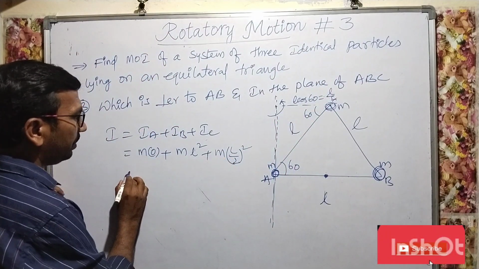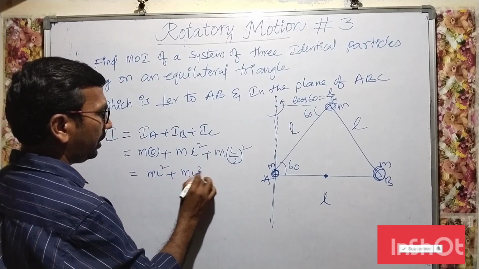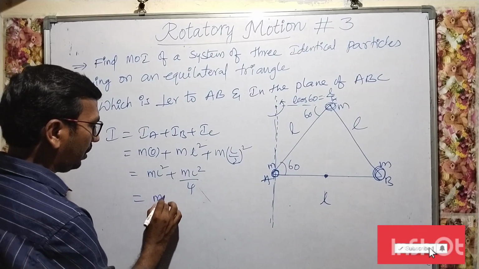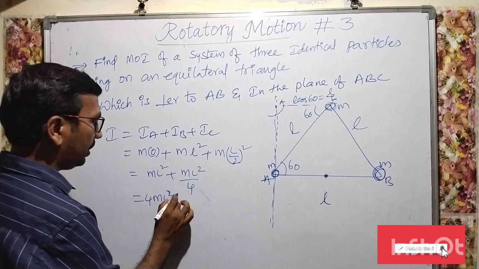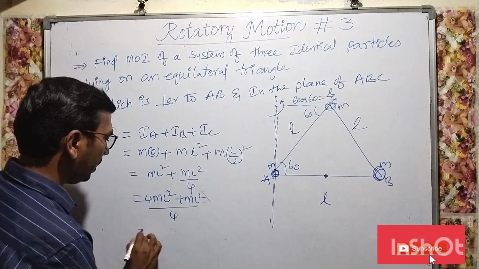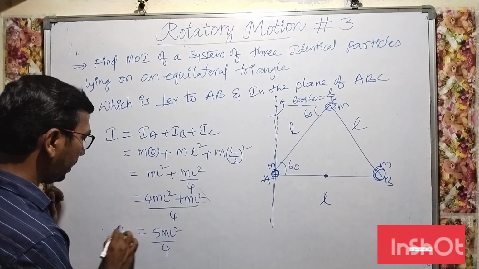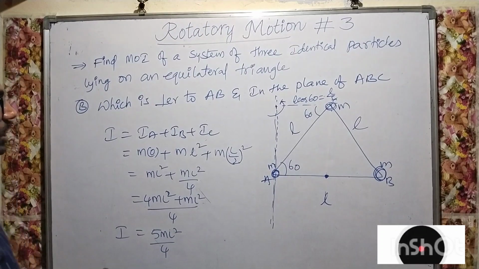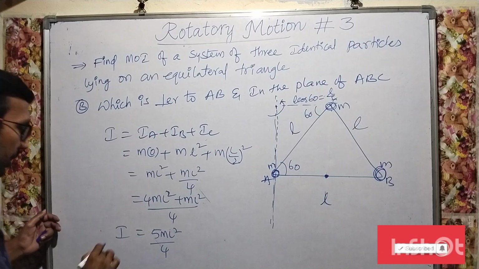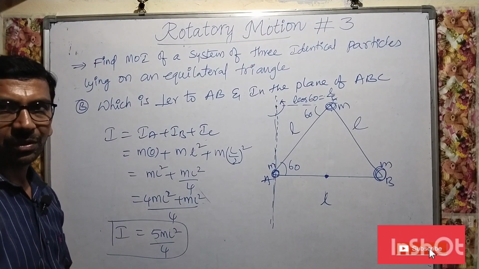So M, L by 2 whole square. Then simplify: M L square plus M L square by 4, which is 5 M L square by 4. So this is the moment of inertia for the axis perpendicular to AB in the plane of ABC. So next one you can discuss.